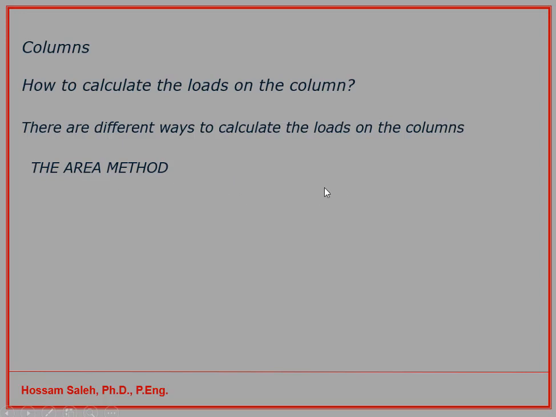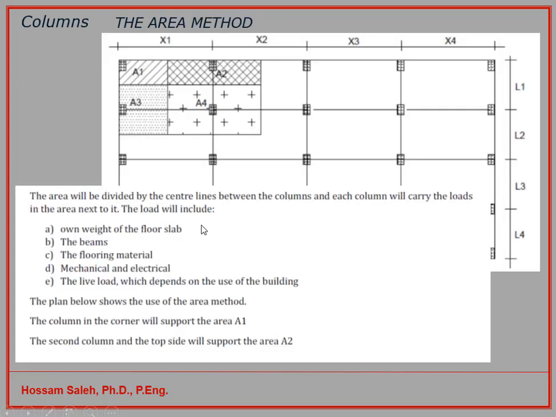We can look at each column and determine the area which will give its load to that column. And there is another way of calculating the load on the column, and that's by calculating the reactions on the columns. In this slide, we are talking about the area method, and as you can see here, you have different areas about each column. The column in the corner has this area A1, and the column underneath it has the area A3, and this column A2, and this intermediate column has the area of A4.